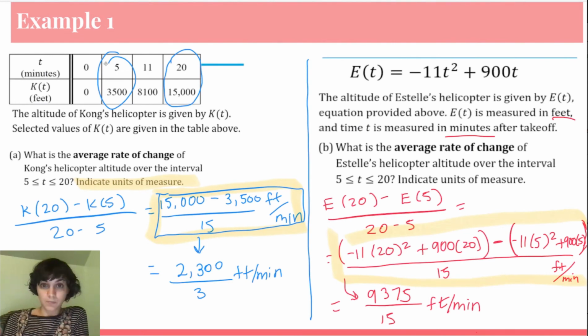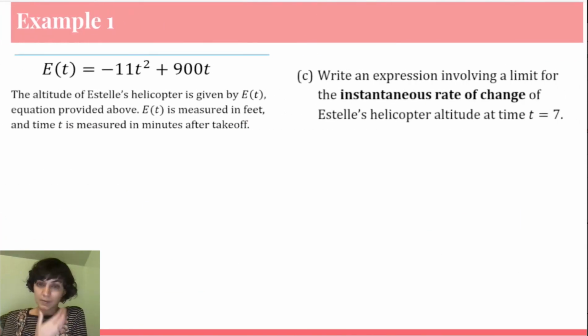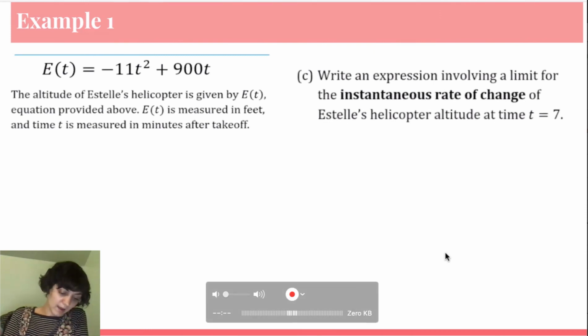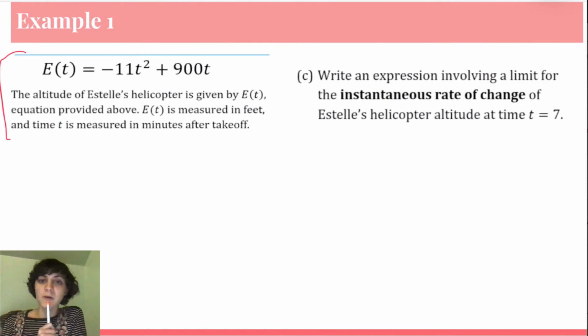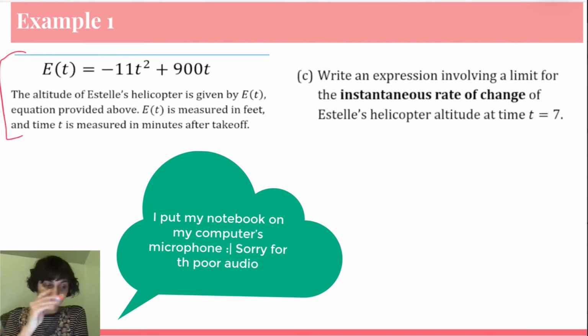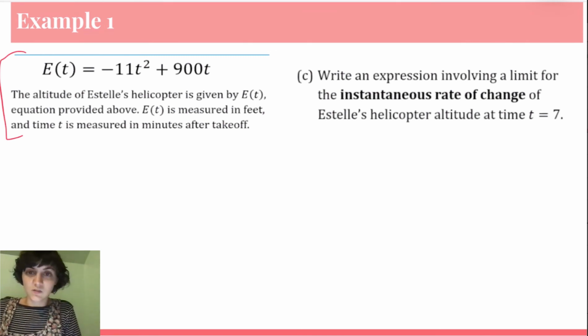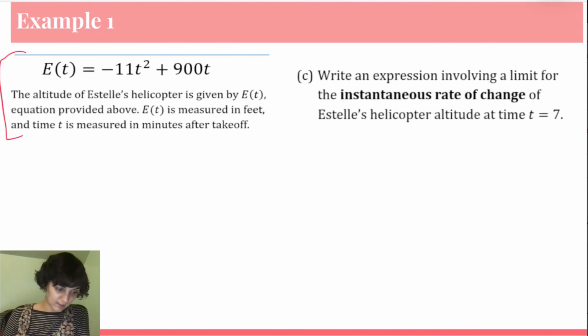Okay, now let's do an example of instantaneous rate of change. We got to use that big bad equation. So we're using Estelle's equation again. Same equation as the last problem, so you don't necessarily have to write this again because it's the same. But part C says, write an expression involving a limit for the instantaneous rate of change of Estelle's helicopter altitude right at time t equals 7. Okay. So I want you to try to write down the instantaneous rate of change, the slope of the tangent line, before I do. So use that definition to try to remember what it is.